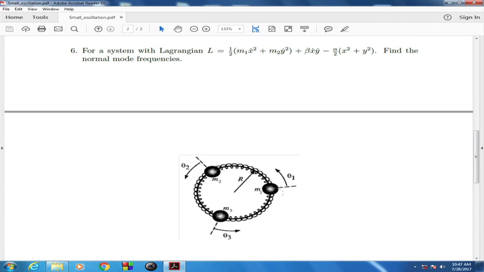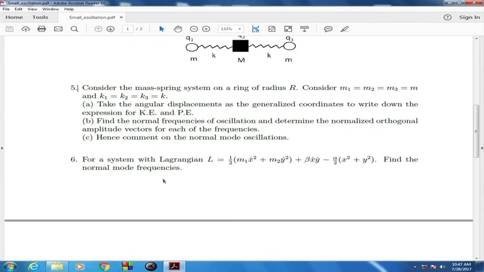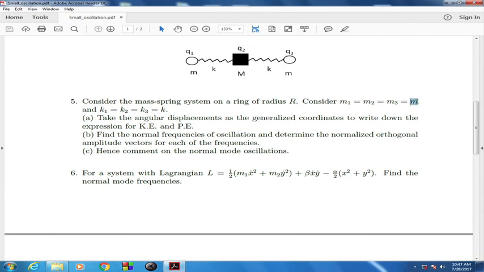So, 3 masses or 3 beads connected by rings moving on this circular loop, and their angular displacements are theta 1, theta 2 and theta 3 respectively. Now, we have to take all the masses to be equal to m and all the spring constants to be equal to k, and we have to take the angular displacement as the generalized coordinate. We have to first write down the expressions of kinetic energy and potential energy, then the normal frequencies and orthogonal amplitude vectors, and finally comment on the nature of the motion for different normal mode oscillations.